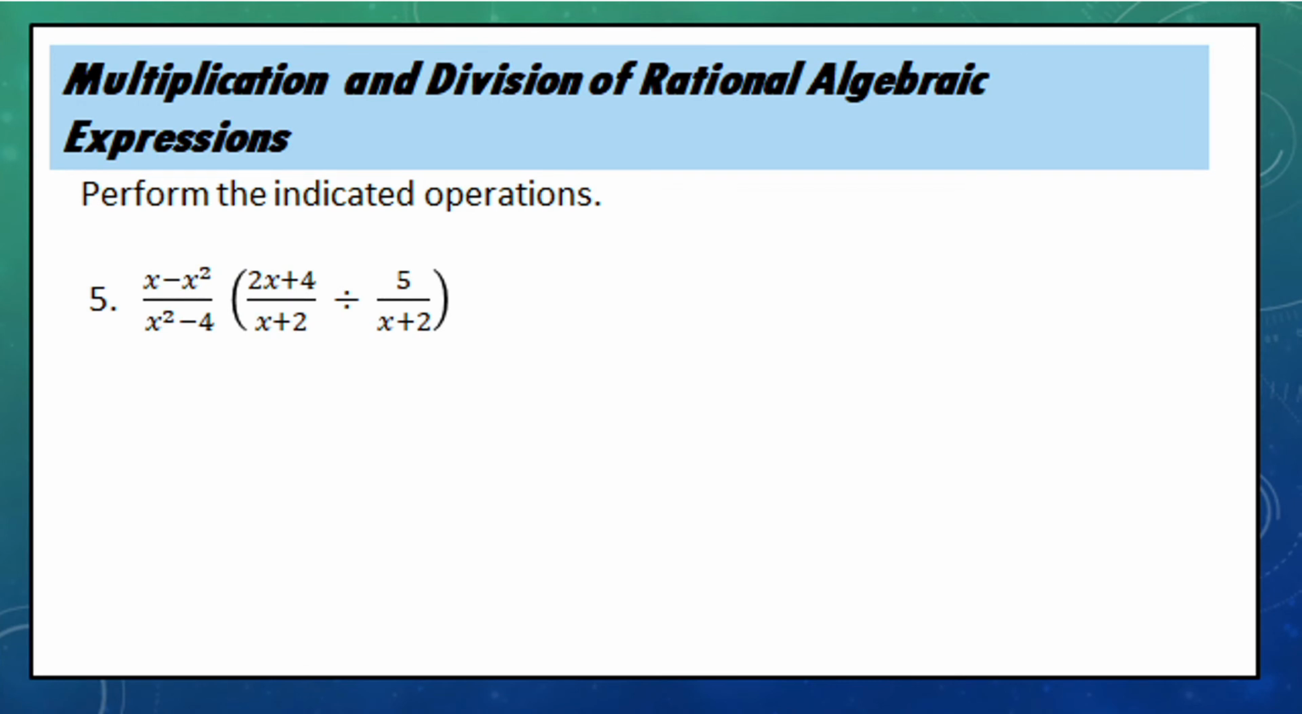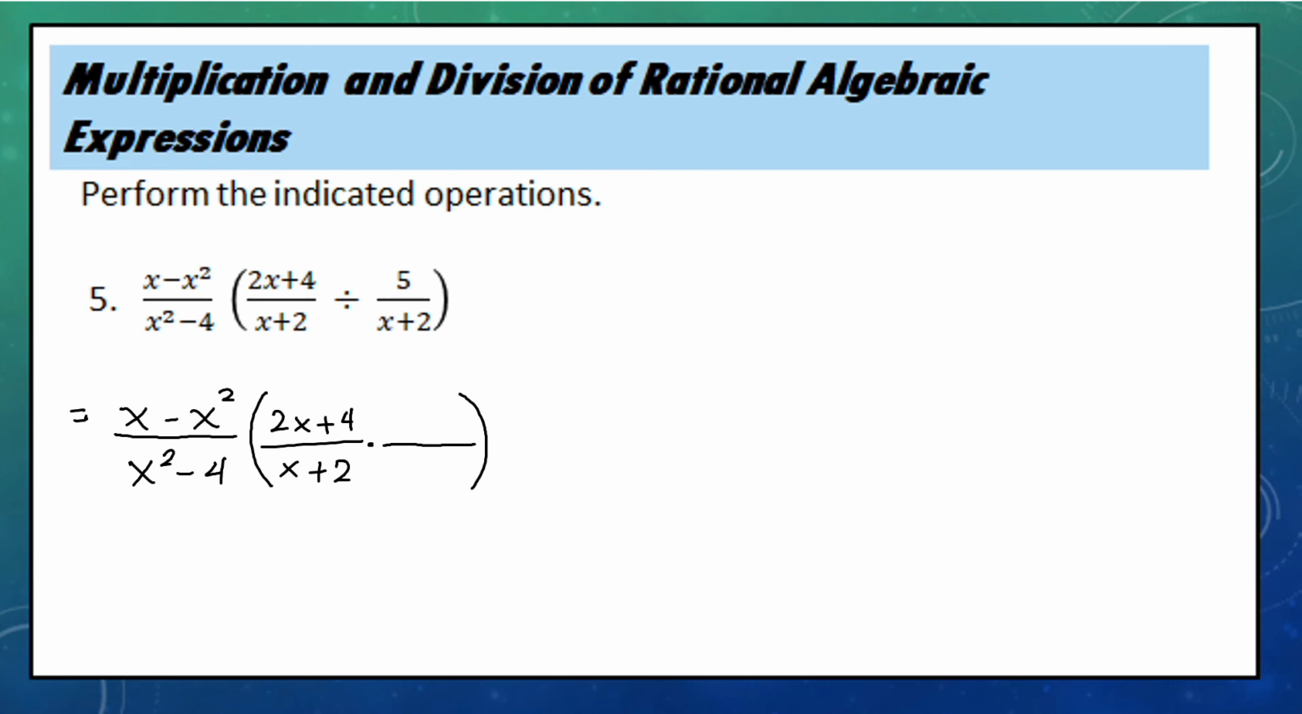Number 5. So once again, we have division. Let's find the reciprocal of the given. Let's rewrite it again. So copy x minus x squared over x squared minus 4. Now let's rewrite this: 2x plus 4 over x plus 2. Now again, when you find the reciprocal, the operation will be multiplication. x plus 2 over 5.